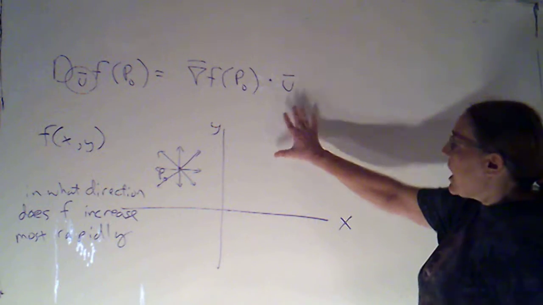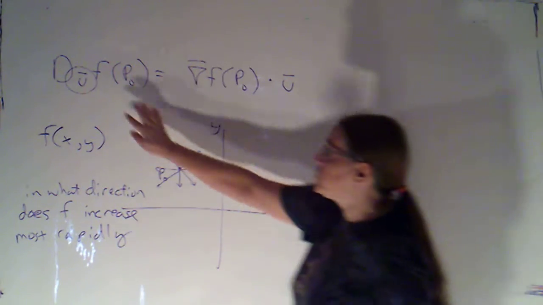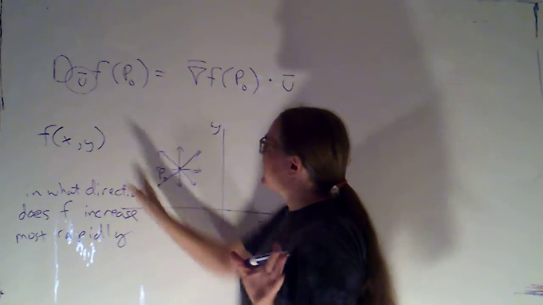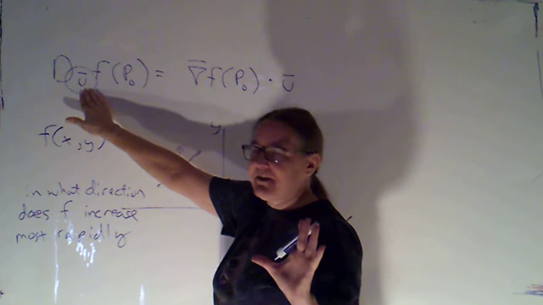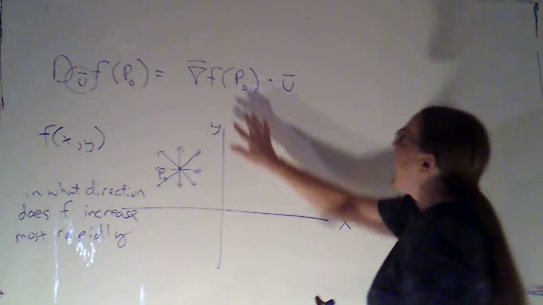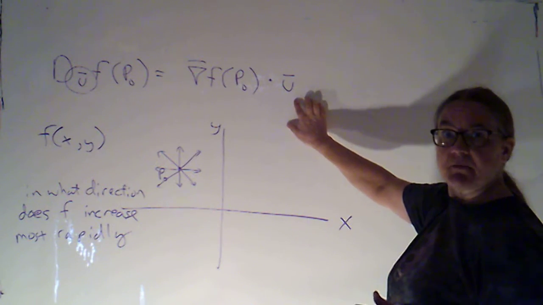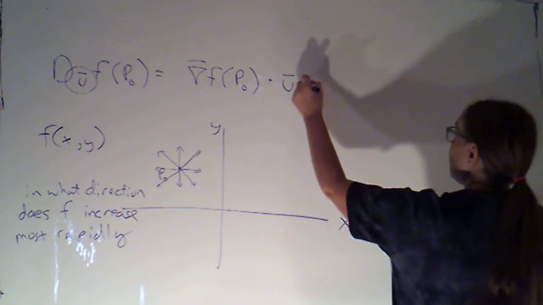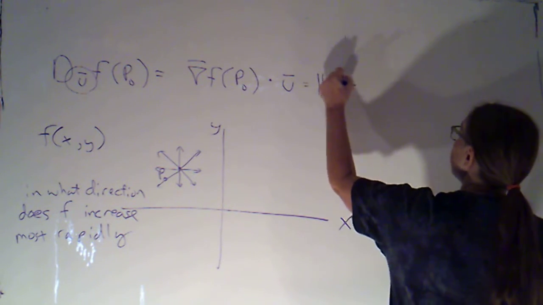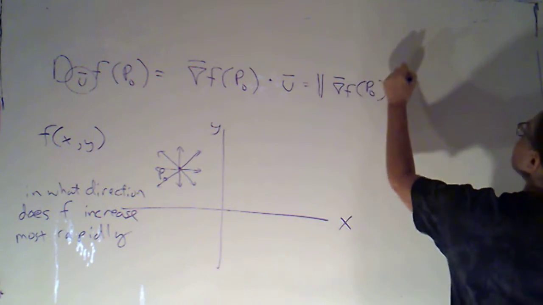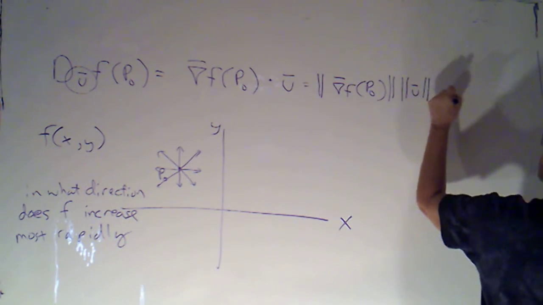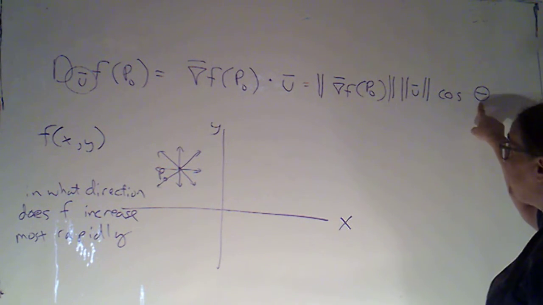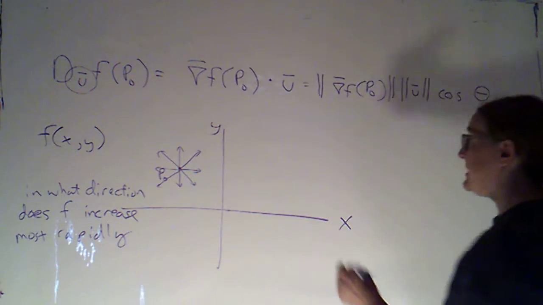Well, I'm going to use the fact that the directional derivative at this point, which is now the thing I want to maximize, I'm viewing as a function of u, holding everything else constant but changing the direction. I can calculate that as this dot product. But I know that a dot product is actually just a product of 3 things. It would be the magnitude of the gradient of f at P naught times the magnitude of u times cosine of theta, where theta is the angle between u and the gradient of f.